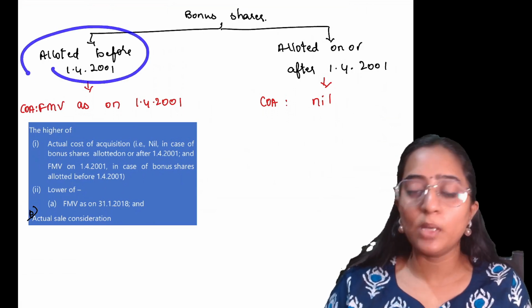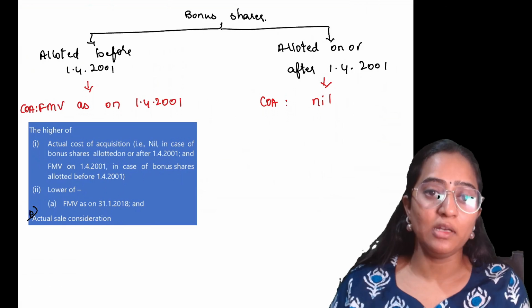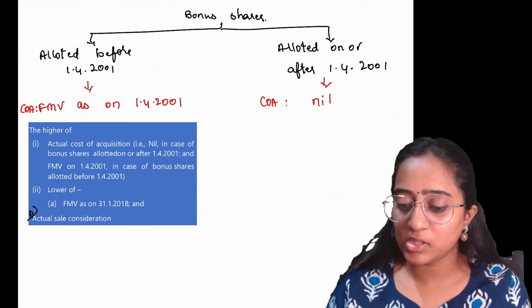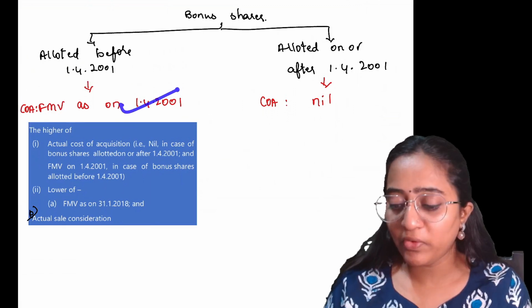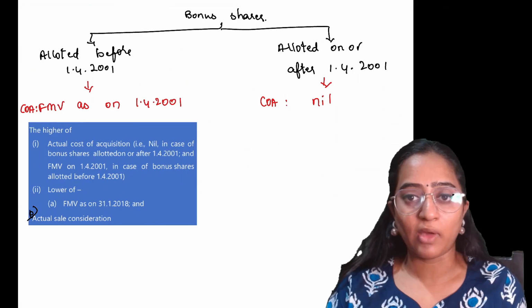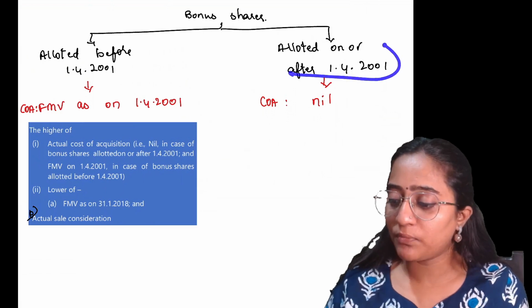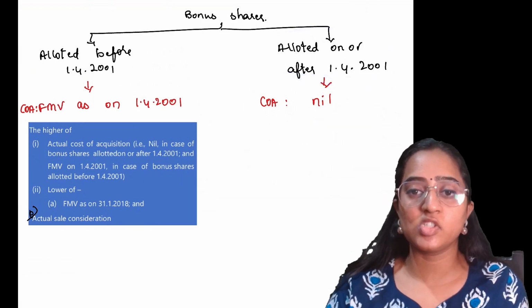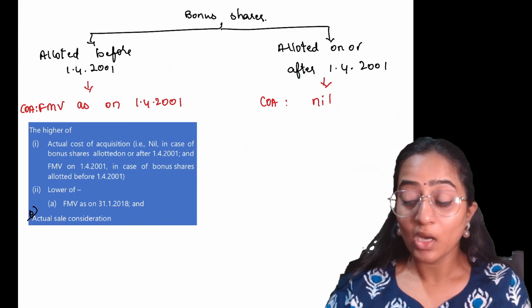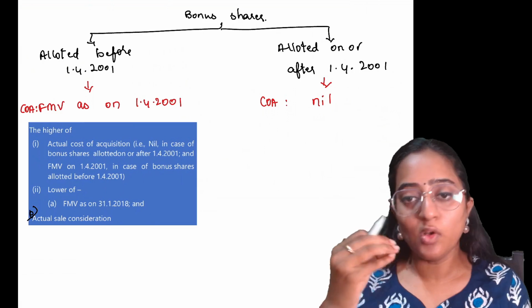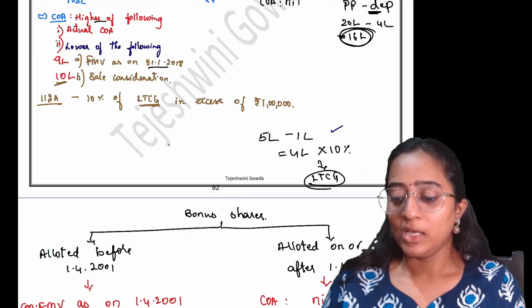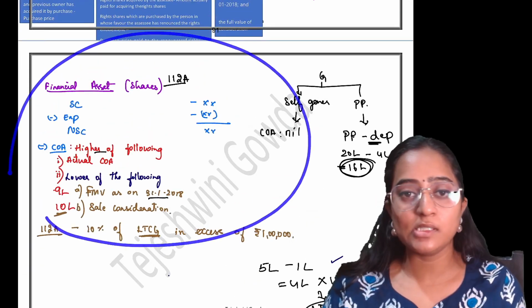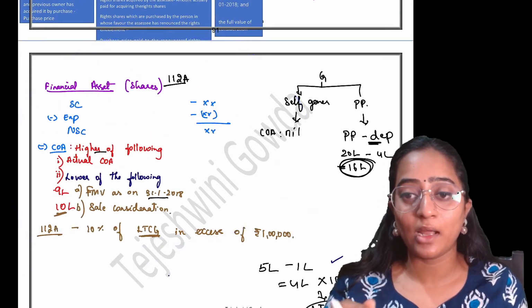If the bonus shares are allotted before 1/4/2001, remember the cost of acquisition for those bonus shares would be the fair market value as on 1/4/2001. If it is allotted on or after 1/4/2001, the cost of acquisition would be nil. Now, when it comes to long-term capital assets of the bonus shares, we've already seen long-term capital assets of the normal shares, that is coming under 112.